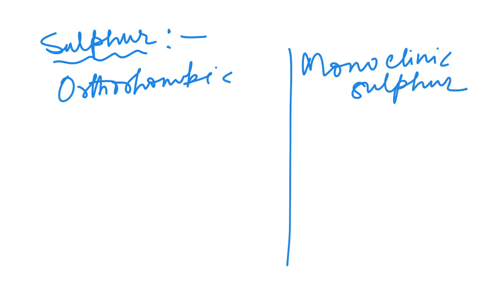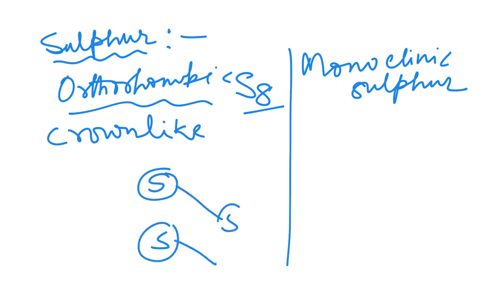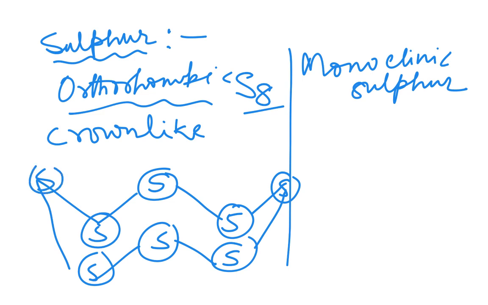The structure is very important here. The structure of orthorhombic sulfur is S8. It is crown-like, like a crown. In the center there are two sulfur atoms. Then sideways you will draw like this, sulfur, sulfur, and then join it with another sulfur atom. Then the same structure on the other side, sulfur, sulfur, and join it. Here one more sulfur. In this way it is crown-like.